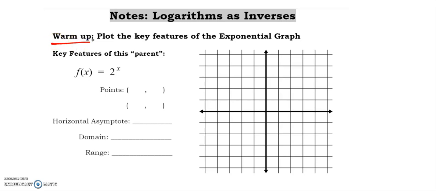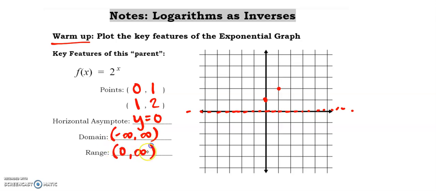So our warm-up says to plot the key features of the exponential graph 2 to the x. If we remember, our points that we go through are going to be 0, 1, and 1, base. So 0, 1, and then 1, 2, our base here is 2. Our horizontal asymptote is y equals 0 because there has been no shift, right? This is one of our parent graphs. Our domain then is all real numbers, and our range will be everything above that horizontal asymptote.